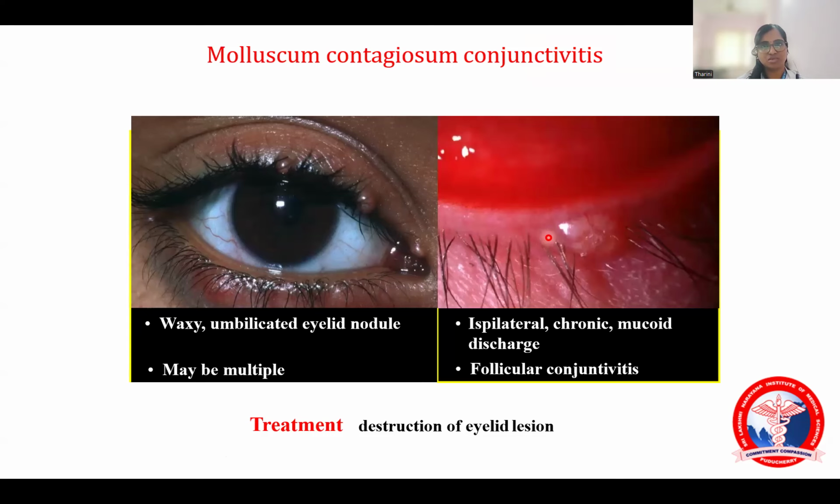Another type is molluscum contagiosum conjunctivitis. If you see this picture, molluscum contagiosum conjunctivitis usually presents with a waxy umbilicated eyelid nodule. It may be multiple and ipsilateral, with chronic mucoid discharge and follicular conjunctivitis. For treatment, first we can give destruction of the eyelid lesion.